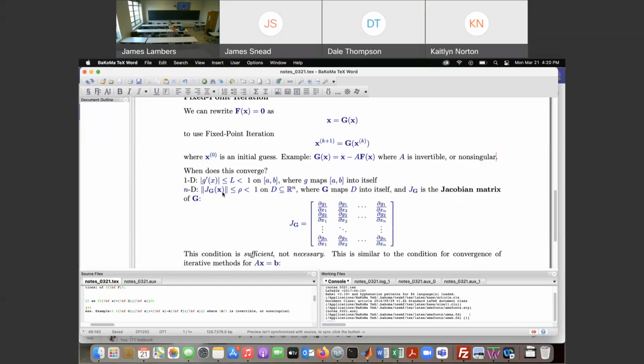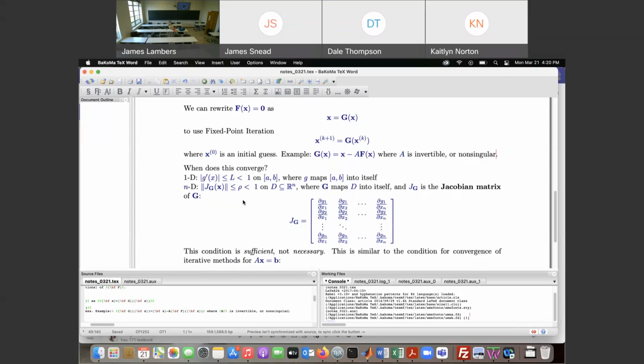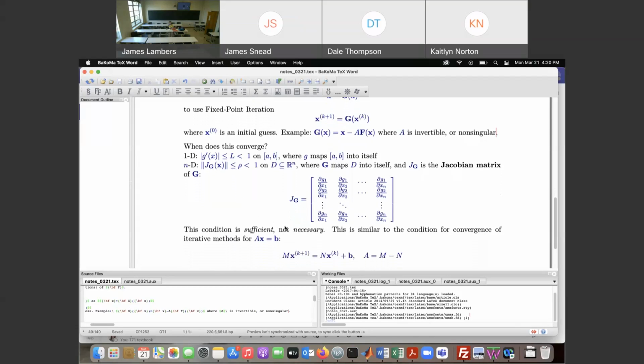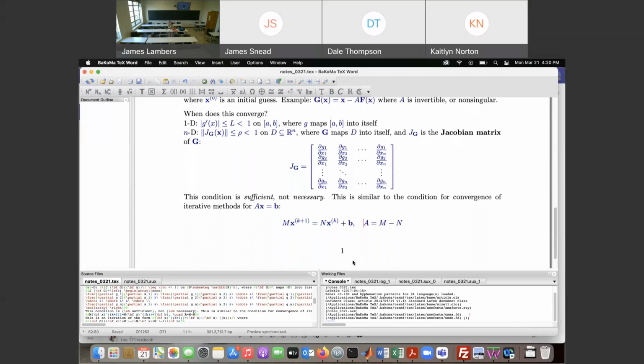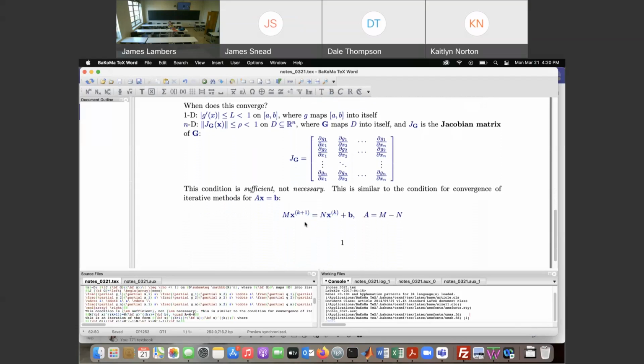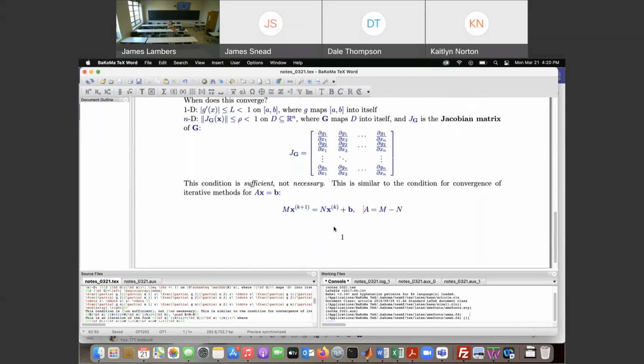Now, this is a natural choice of convergence criterion because we actually have seen fixed point iteration before. It just didn't really describe it that way. For iterative methods, we talk about stationary iterative methods such as Jacobi, Gauss-Seidel, and SOR. They all have this form, and this can be written as fixed point iteration.